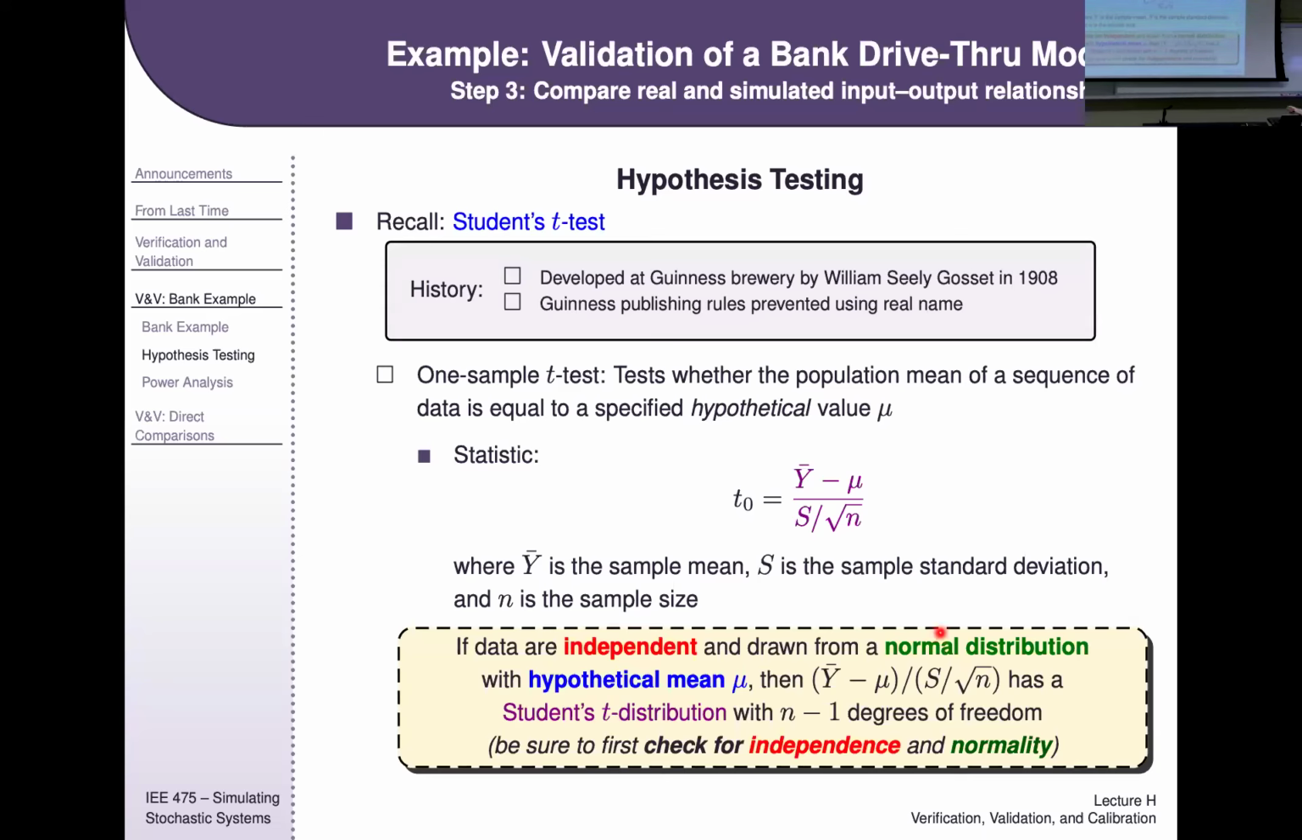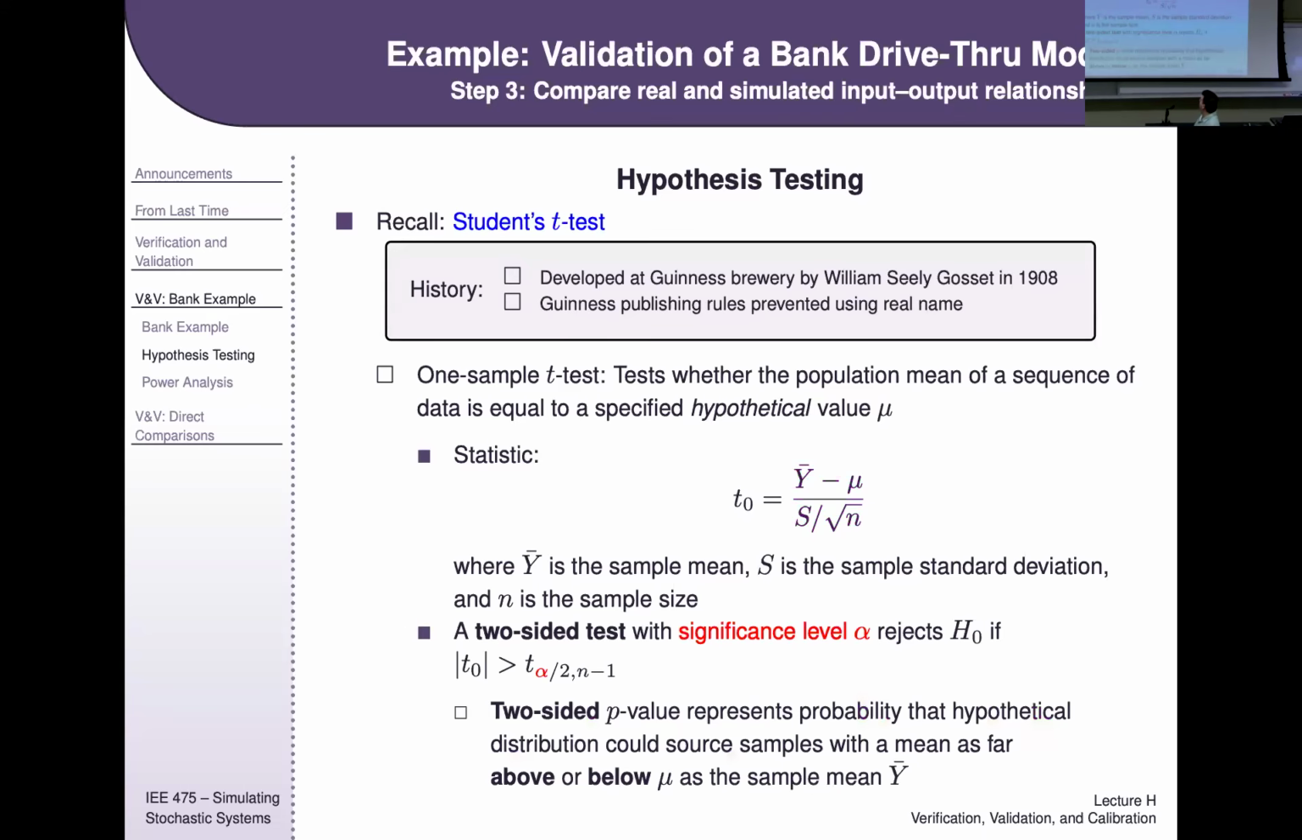So it has to be normal, and then with this hypothetical mean, and under those assumptions, this stat should have a student's t distribution with n-1 degrees of freedom. And so under the null, we'd expect data to have a certain distribution. And if the data are far from that distribution, we reject the null. That's the idea behind the t-test.